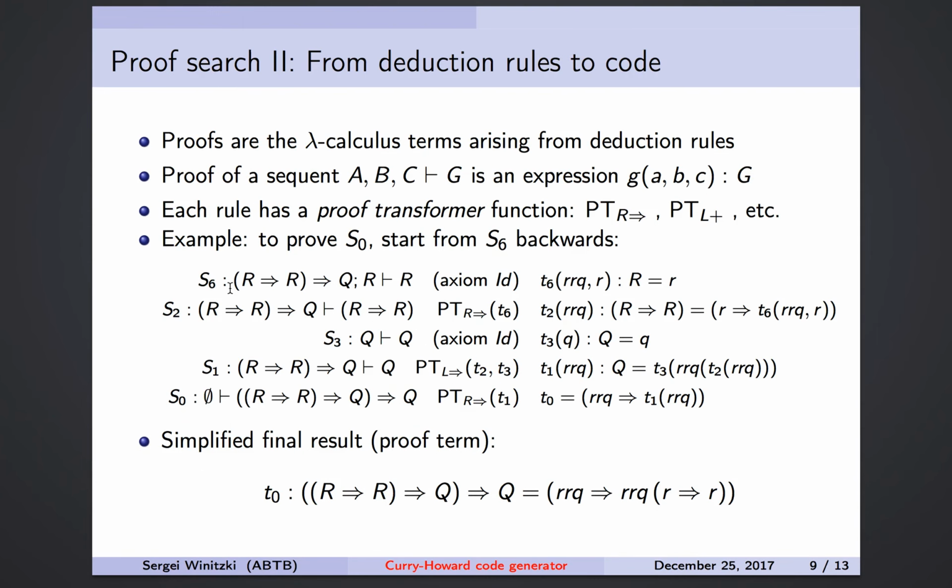So start with S6. So S6 is this sequent. It's proved by axiom, and the proof term is a function that takes these two values of these types as arguments, and it needs to return a value of type R. Well, obviously this function is very simple. Let me call this function T6, for the proof term for the sequence 6. It takes R, R→Q, and R, and just returns R, so it ignores this argument.